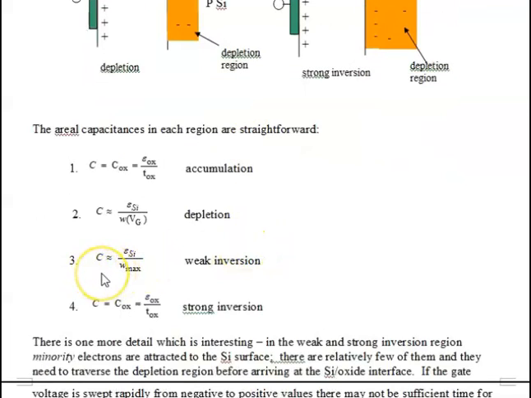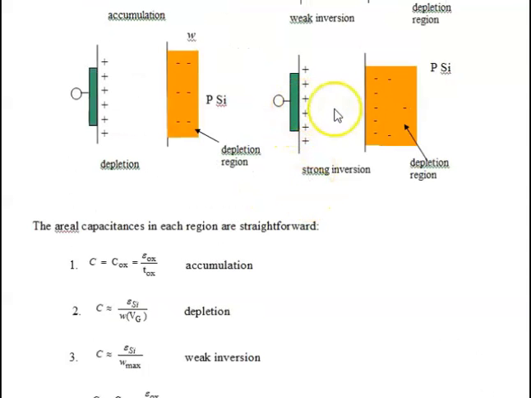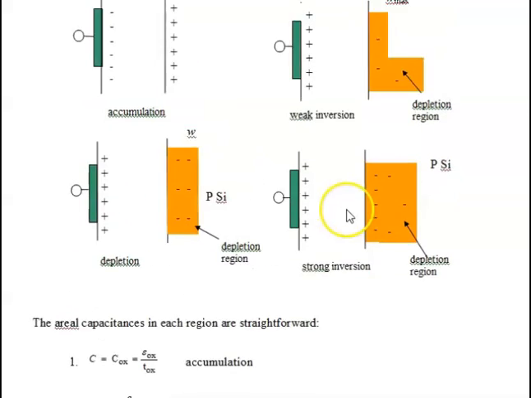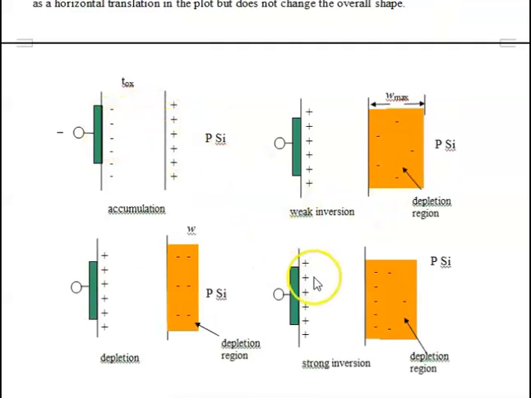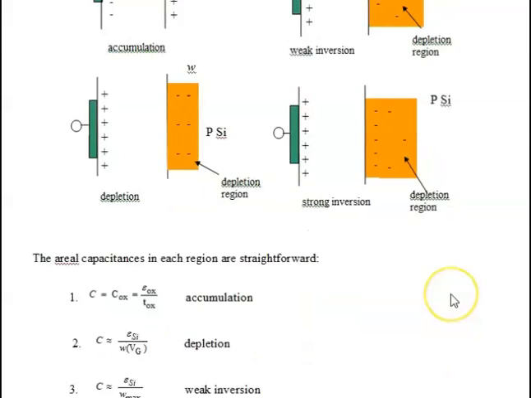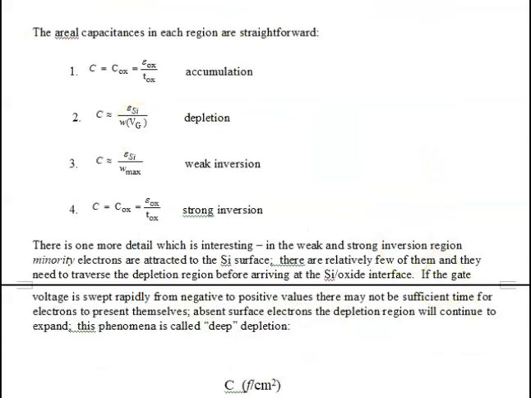In weak inversion, we reach a W max, the depletion region kind of maxes out, and therefore the C is approximately constant, and then in strong inversion above threshold, it jumps up again and is equal to the oxide capacitance, just as we have in accumulation, although the charge senses are opposite. Here it's negative, positive, here it's positive, negative. So that's pretty much what we have.